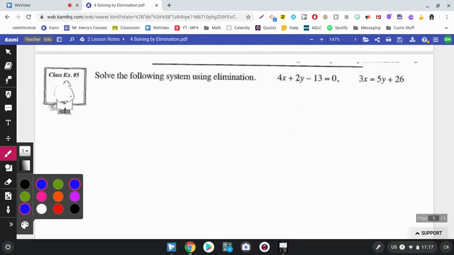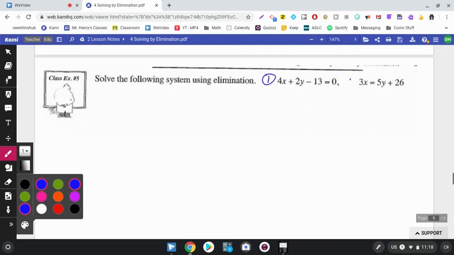Something to notice, and I wanted to squeeze this one in at the end of the lesson: all the other ones we've done today are set up for us as x, y, equals constant. These are not. So before I get started, I've got equation 1 and equation 2.